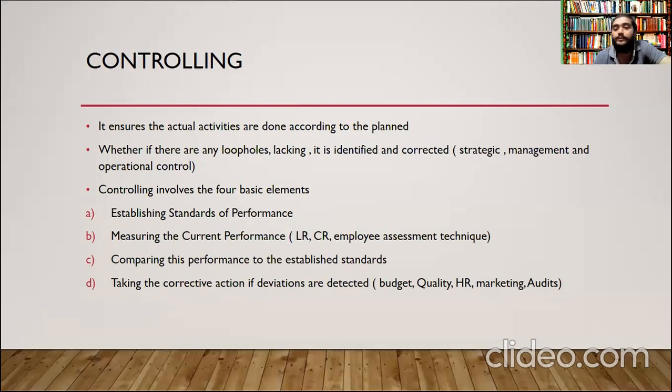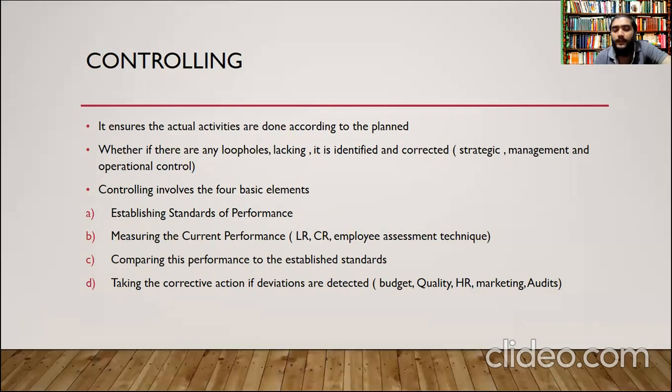At that time also you should be able to identify the reasons for getting higher performance in the organization. For example, to measure the current performance: liquidity ratio, cash ratio, employee assessment techniques. I have talked about the different types of employee assessment techniques: 360-degree appraisal, critical incident method, behaviorally anchored rating scale, management by objectives. These are some of the employee assessment techniques. Cash ratio, liquidity ratio, current ratio.